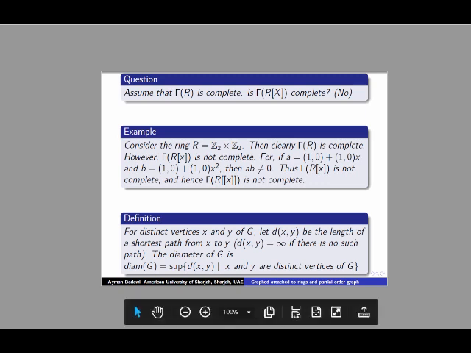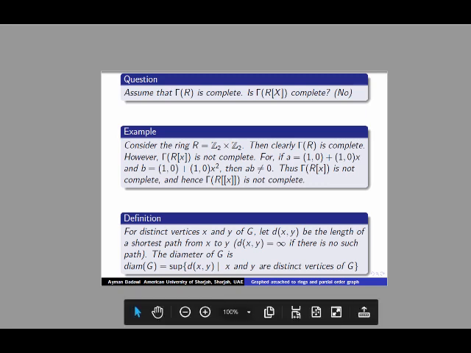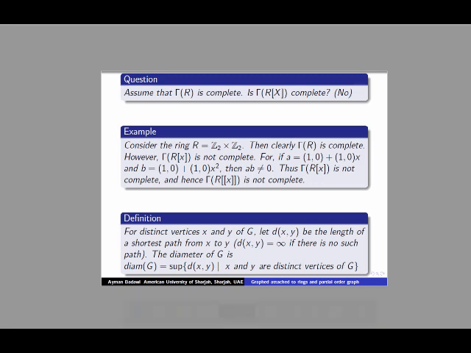The diameter of the graph is the maximum of all distances, or the supremum, okay? That's the definition of the diameter of the graph: the supremum or the maximum of all distances.